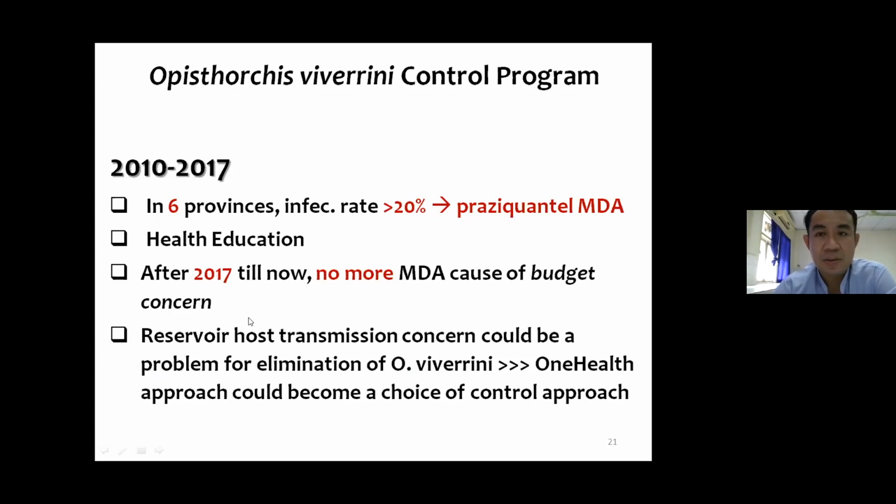And also, if you would like to eliminate Opisthorchiidae, not only in humans, because we also found the infections occur among the reservoir hosts such as dogs and cats. So we need a very specific control approach to control this parasite.